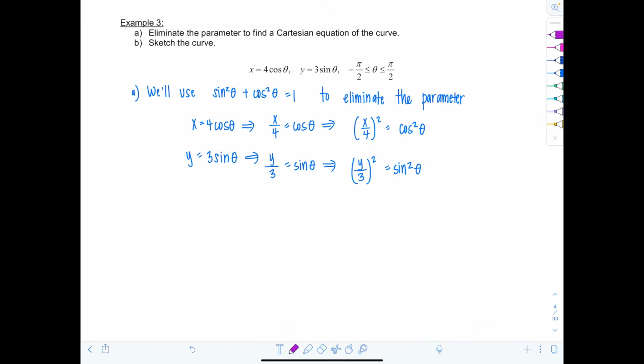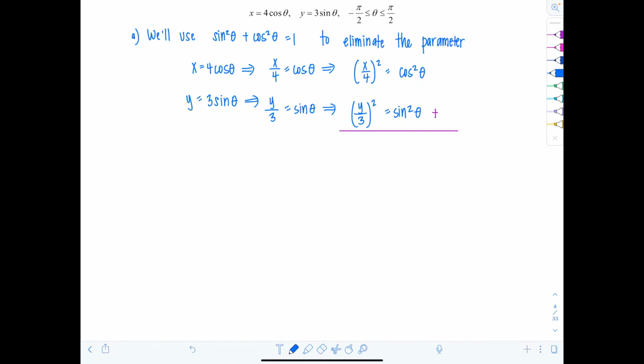And then if I go ahead and add these together, now I'm adding cosine squared theta and sine squared theta, and what do I end up with? x over 4 squared plus y over 3 squared equals 1. So there, I've eliminated the parameter. Beautiful.